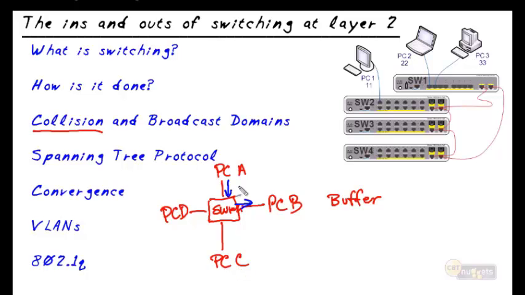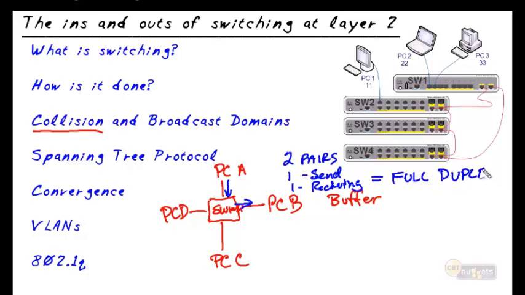See, in our unshielded twisted pair cabling, we have 2 pairs of wires. And with a switch, we use one of those for sending data and one for receiving. When we use 1 pair for sending, 1 pair for receiving, and we're using a switch, we get something called full duplex. Full duplex means that we can send and receive at the same time. So PCA and PCB could be having a conversation. PCD and PCC right here could be having a conversation. And the switch is going to keep all that separate.